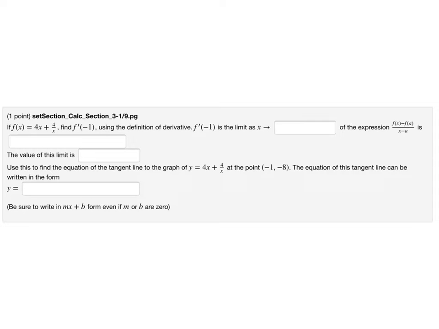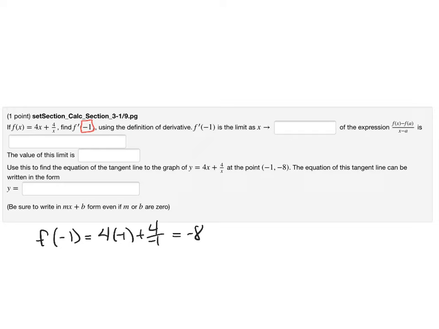In this video, we're going to find the derivative of a function by using the definition of a limit. In particular, they want us to find the derivative of the function when we're putting in -1. So the first part is I've got to figure out what f of -1 is. So I put -1 into my function, so 4 times -1 plus 4 divided by -1, which gives me -8. Now I'll need that information when I use the definition of derivative.